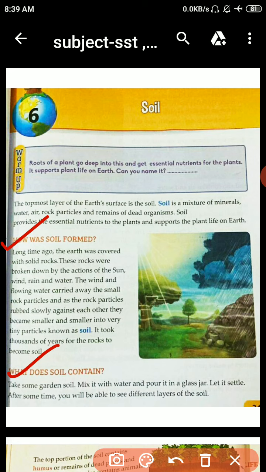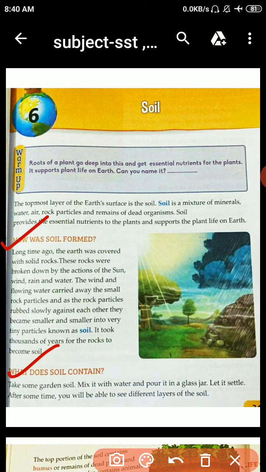It is possible by this example. Take some garden soil and mix it with water and pour it in a glass jar. Let it settle. After some time, we will be able to see different layers of the soil. Okay students, the important thing is on this page.